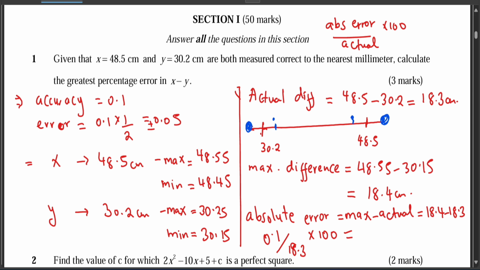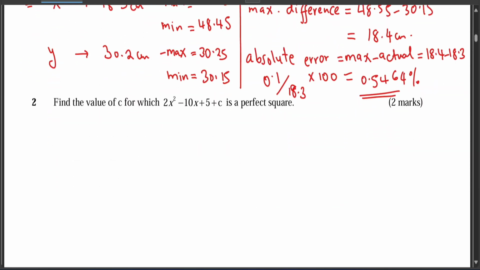Take your calculator. Let's take 0.1 divided by 18.3 and then multiply by 100. It should give you around 0.5464% to 4 significant figures, guys. So up to there we have understood each other. With that, let's go to the next question.